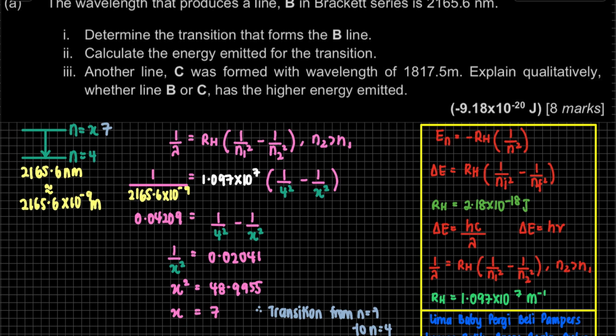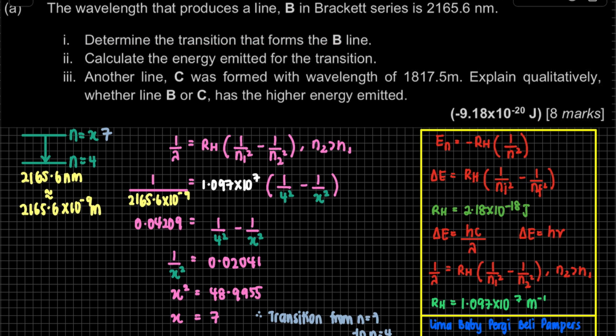So that's for question 1 Roman. Question 2 Roman. Calculate the energy emitted for the transition. Once the electron is released, it will form energy in the form of light. Since we have our wavelength, we can use either delta E is equal to hc over lambda, or delta E equals RH times 1 over n initial squared minus 1 over n final squared. But since the question gave us the wavelength, we're just going to use this formula.